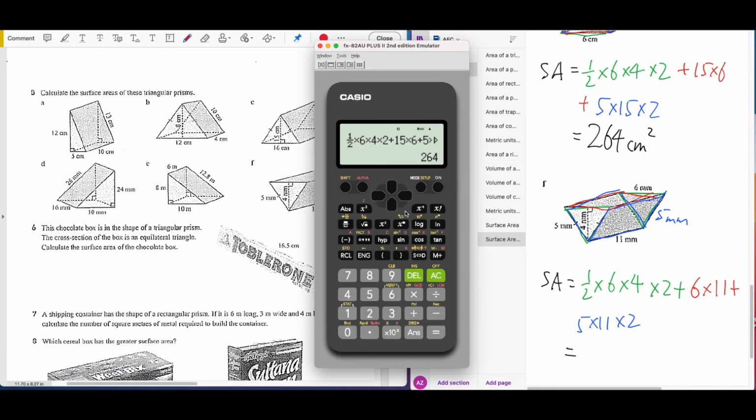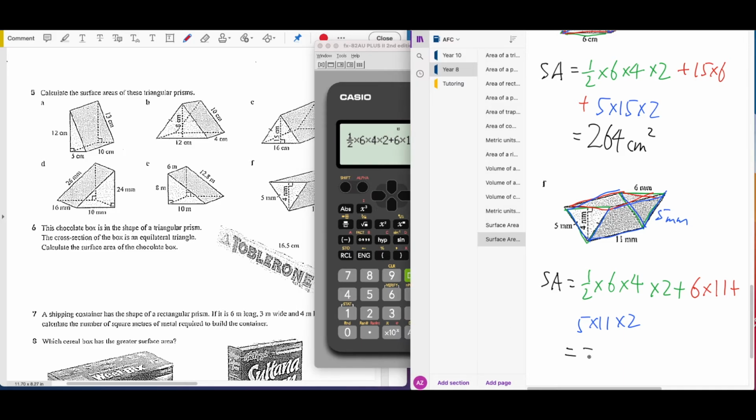So we just do half times. Okay, so I'm just going to delete all of this. Now, it's just a coincidence that the areas of the triangles are the same. Okay, so it's already written for me. Now we just have to do 6 times 11 plus 5 times 11 times 2. So it's a lot of calculator work, so make sure the numbers that you type into your calculator match the ones here, because if you make a mistake here, your final answer is going to be wrong. And we get a nice round number, 200 millimeters squared.